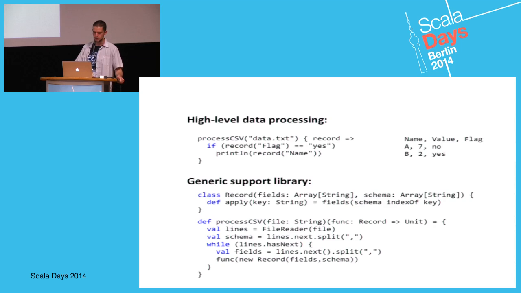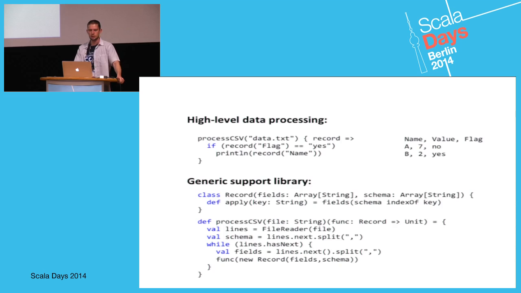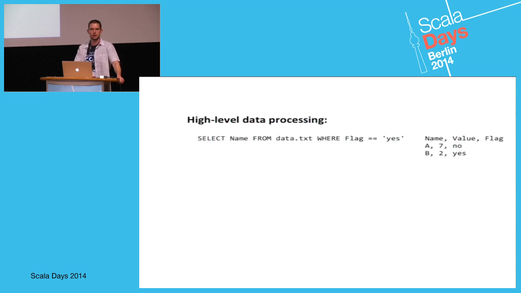But given this little processCSV abstraction, we can build more interesting things on top of it, right? And so now we are really going towards something like a database system. So we want to parse SQL statements, right? So here's a select statement coming in, and it just does the same thing that we had on the slide before here, only that it's expressed on an even higher level of abstraction.